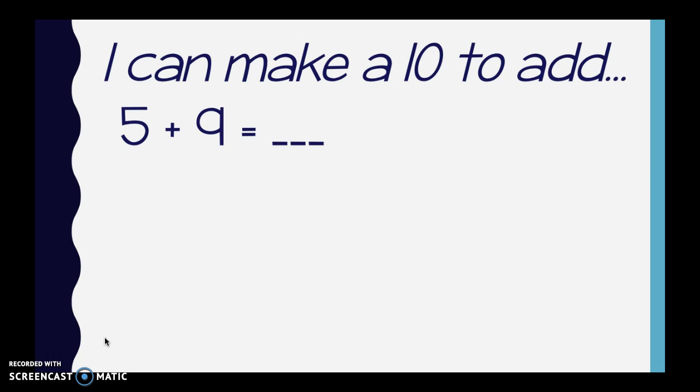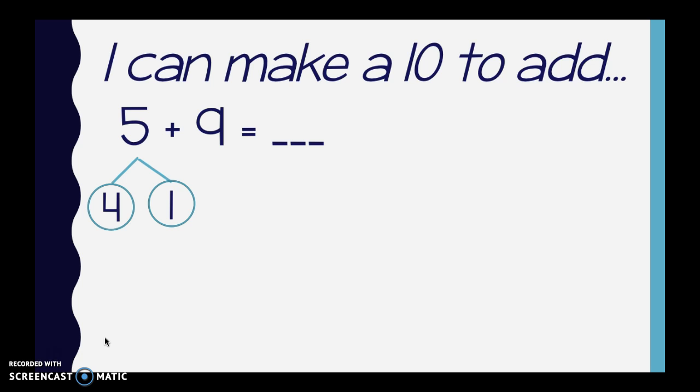Where am I going to get that 1 from? I need to get it from the 5. He's the only other number I'm adding, so I need to take 1 from him. I'm going to go ahead and make a little mini number bond under that 5 so I can see the different parts. I'm going to take out my 1 to add it to the 9, and that would mean I'd have 4 left over in that 5.